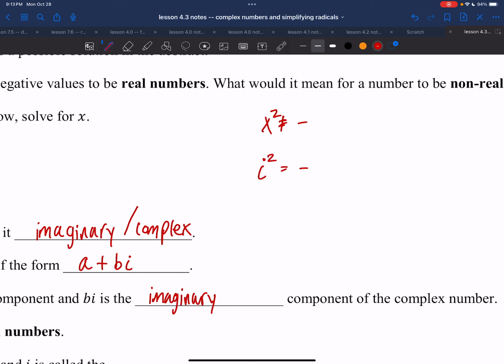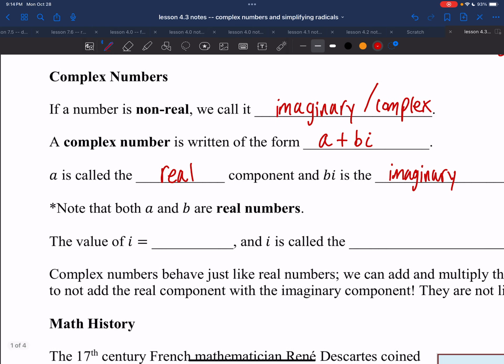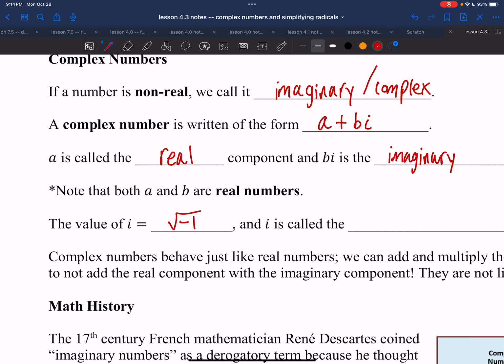You might say, well, we don't have a number that does. And I say, I know. That's what we're making. We are making the number that when squared is negative. And in particular, I squared, we're going to define to be negative 1. Meaning, I is the number that when multiplied with itself gets you negative 1. Yeah? And so we can represent I itself as the square root of negative 1.